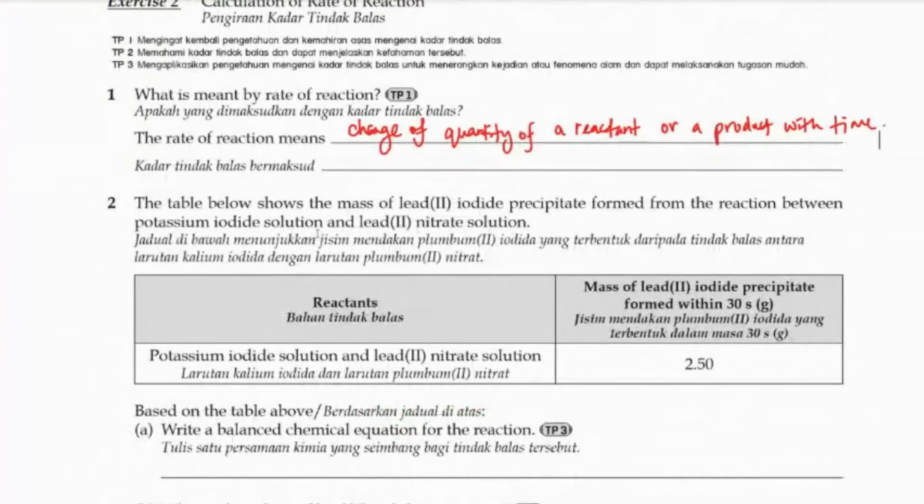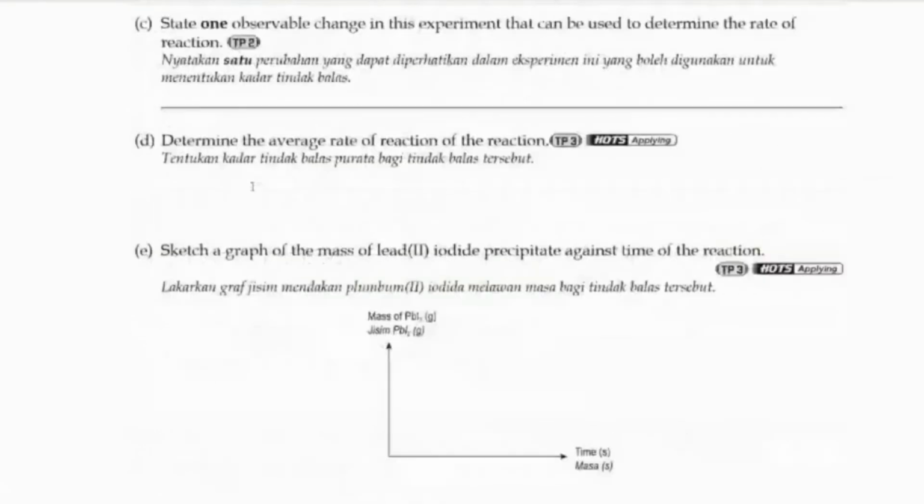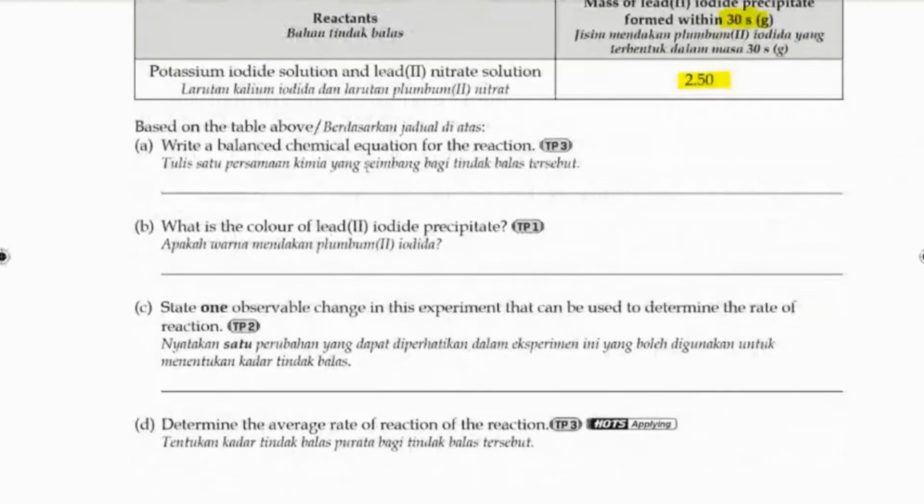Now, this one is lead(II) iodide precipitate, so this is a precipitation. The mass of the lead(II) iodide precipitate formed from the reaction between these two solutions in 30 seconds is 2.5 gram. So first, write the balanced chemical equation. Everybody try, A and B.